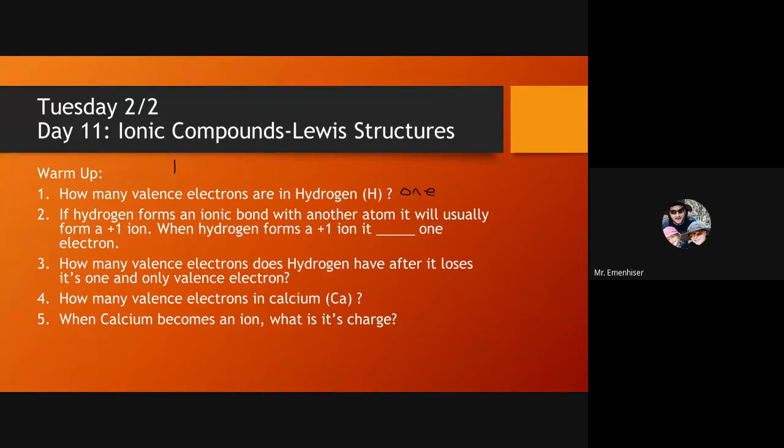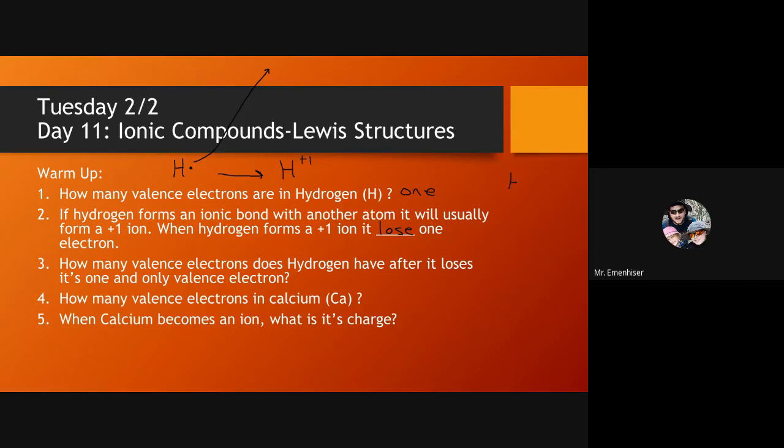So if we draw a Lewis dot diagram for hydrogen, it's going to be H with a single dot there. So that's our Lewis dot diagram. So if hydrogen is going to form an ionic bond, it will usually form a +1 ion. So we're going to put H with the +1 up here. And so how do we go from an atom of hydrogen with 1 valence electron to a hydrogen ion with a +1 and no electrons? Well, we must have lost that electron. So that electron goes elsewhere. So this is lose.